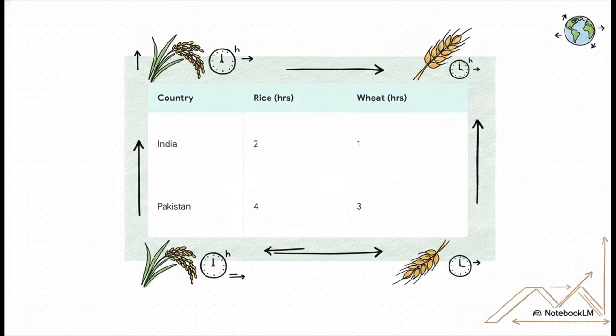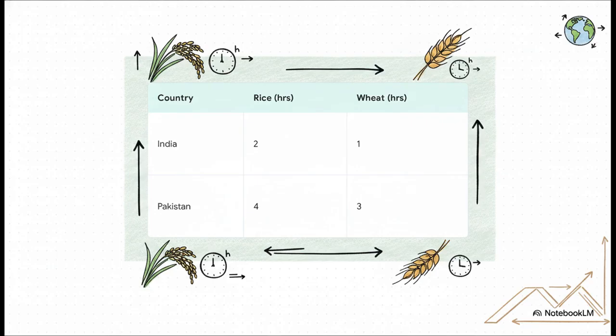Notice that India now takes fewer hours to produce both rice and wheat. India has an absolute advantage in the whole shebang. But now, what's really interesting about this slide is the ratios. Look closely. India's laborers are 3 times as productive as Pakistan's in wheat, but they're only twice as productive in rice. India's comparative advantage is greatest in wheat.